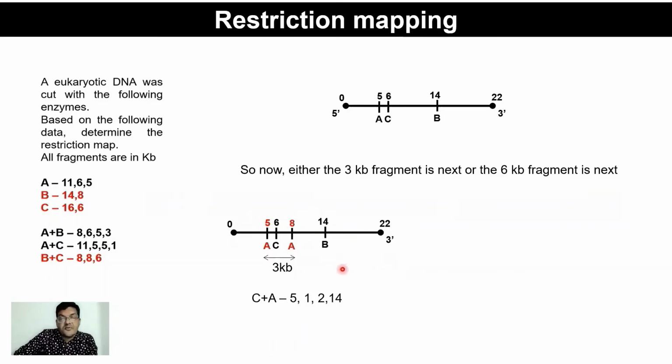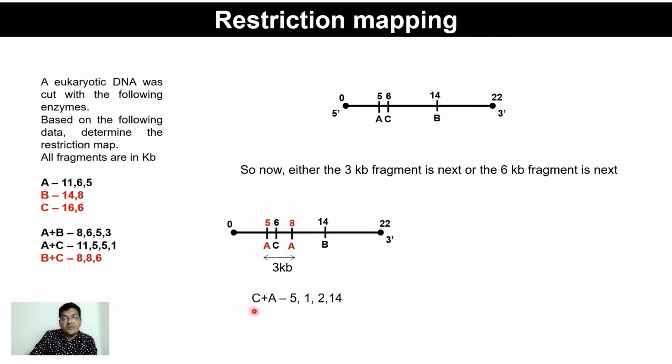So now if you check for double digestion with C plus A, and remember, you have also marked all the restriction sites. So now you should have a complete match with respect to C plus A. So if this is our correct map, let us see what we get on double digestion with A plus C. Here you are, this is the first cut site, so you get a 5 kb fragment. Then between A and C, you get a 1 kb fragment. Then between C and A, you get a 2 kb fragment, and then you get the remaining 14 kb fragment.